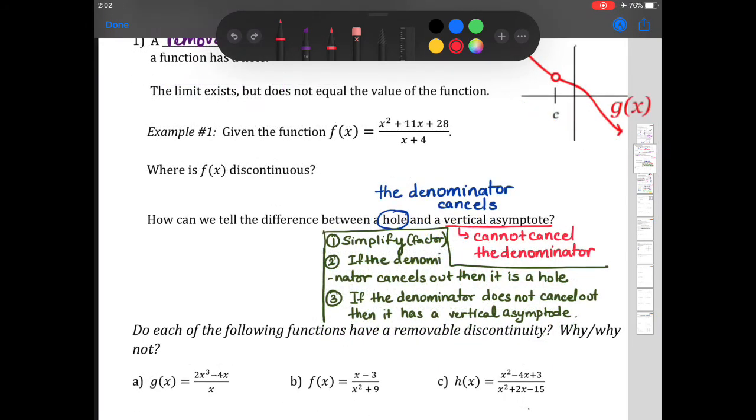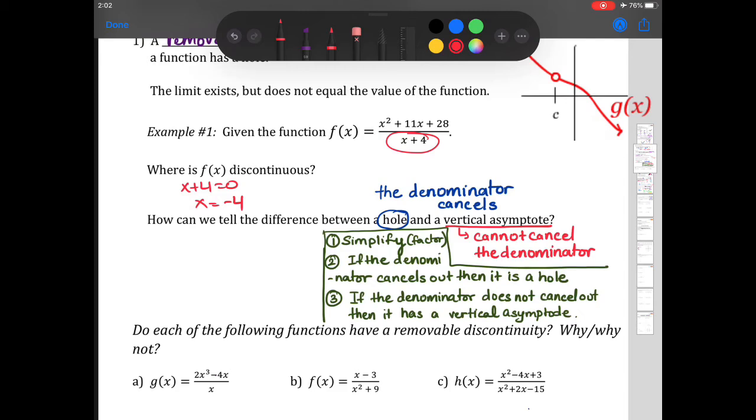Example 1. Given the function f of x, a rational function, it's asking where is f of x discontinuous. So when is a fraction undefined? When the denominator is equal to 0, right? So take your denominator, set it equal to 0 and solve. You should be able to do that in your head too. At x equals -4, this function is going to be discontinuous.